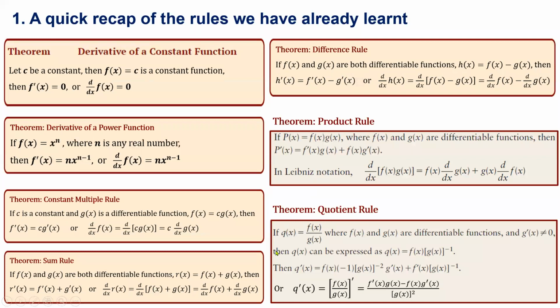Then the quotient rule. If q(x) equals f(x) over g(x), then the derivative of q(x) is a ratio between two expressions. The numerator is the derivative of f(x) times g(x) minus f(x) times the derivative of g(x). The denominator is g(x) squared. Of course, g(x) cannot be 0, right?